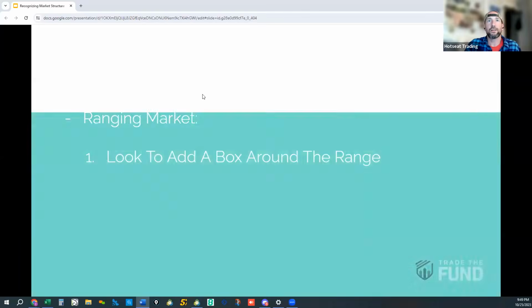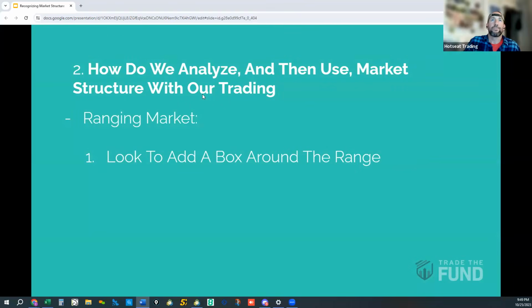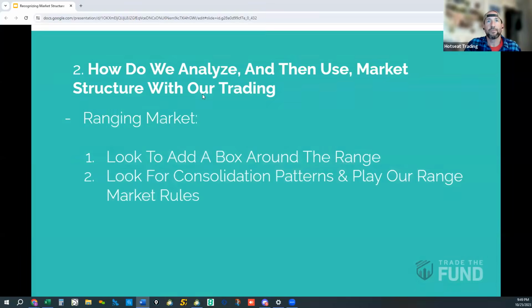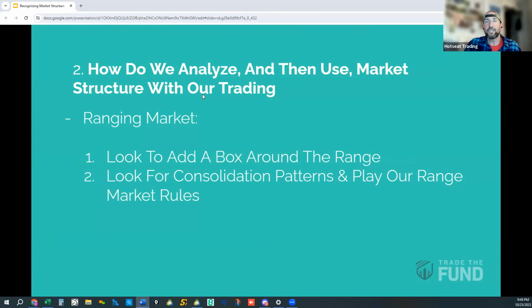All right, range and mark. What are some steps? Well, look to add a box around the range. Look for consolidation patterns and play our range market rules. You've seen in our hot sessions all the time where we set up a range rules. We're talking about the 1, 2, 3s of touches. The first time, does it break? We don't trust it. The second time, we wait for confirmation. And the third time, it might pop, right?